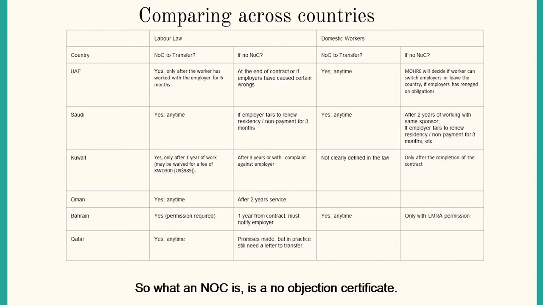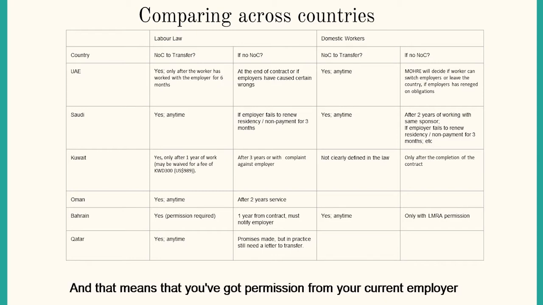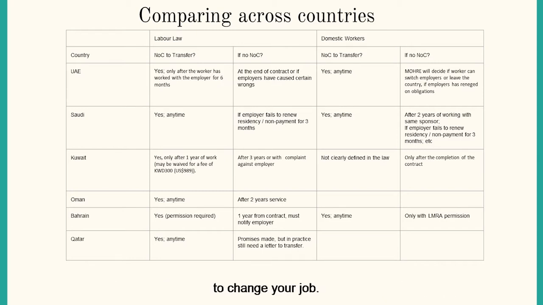So what an NOC is, a no objection certificate. And that means that you've got permission from your current employer to change your job. And so I've split this up into whether you need one, whether you can change your job if you have a no objection certificate to transfer. The second column is, can you transfer your job if you don't have permission from your employer? And then the same for domestic workers. Can they transfer if they have permission from their employers? And then can they transfer if they don't have permission from their employers?